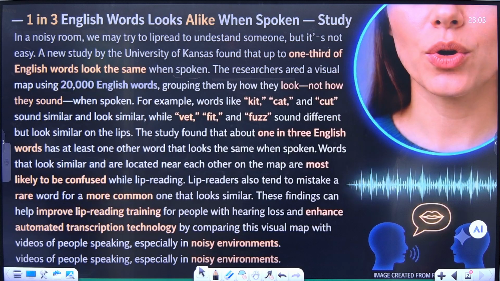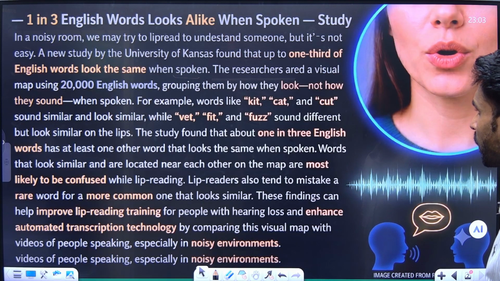In a noisy room, we may try to lip read to understand someone, but it is not easy. A new study by the University of Kansas found that up to 1/3 of English words look the same when spoken. The researchers made the visual map using 20,000 English words, grouping them by how they look, not how they sound when spoken. For example, words like kit, cat, and cut sound similar and look similar, while weight, feet, and fuzz sound different but look similar on the lips.